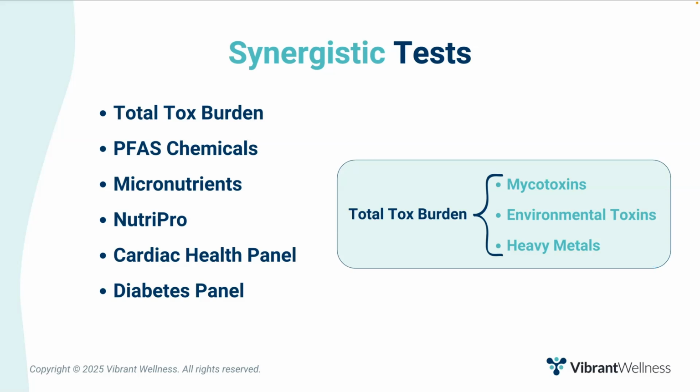So in addition to the oxidative stress profile, consider the total tox burden test, which includes environmental toxins, mycotoxins, and heavy metals tests to assess an individual's specific level of toxins in the body. Also, the PFAS chemicals test to assess an individual's specific levels of per- and polyfluoroalkyl substances in the body. Additionally, micronutrients, which provides insights into intra- and extracellular micronutrient levels, or the NutriPro, which provides the former and also insights on nutrition-related genetic SNPs impacting micronutrient levels, as many nutrients are cofactors in endogenous antioxidants.